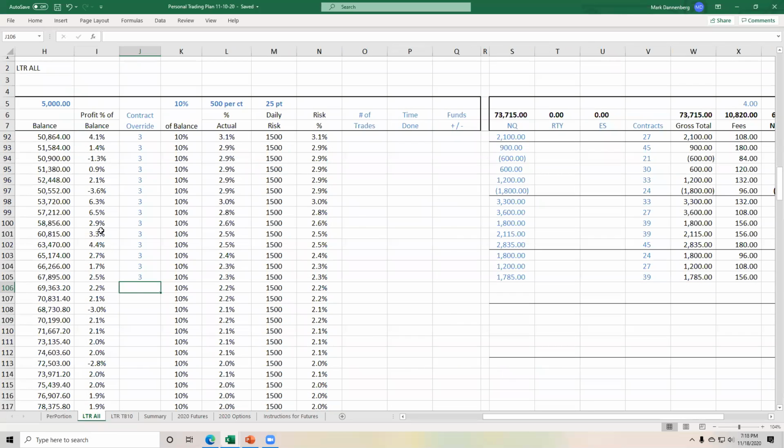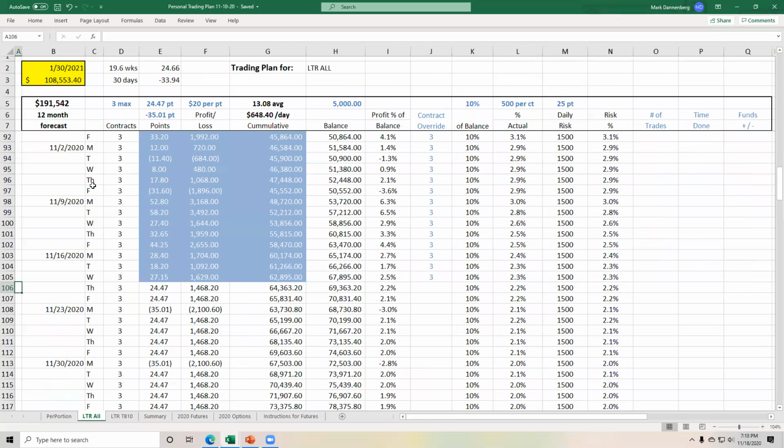All right, so now let's jump over to our 9:30 to noon category, and we're going to take a look at the same thing. We've had 30 losing days in 19.6 weeks, okay? Our average winning day is 24.66. Our average losing day is 33.94. Now our numbers have improved slightly because we actually have not had a losing day now for 8 days. We've had 8 straight days of winning days. And so that will alter our number.